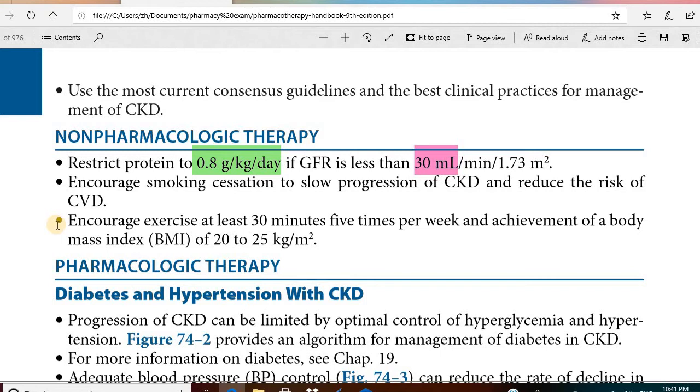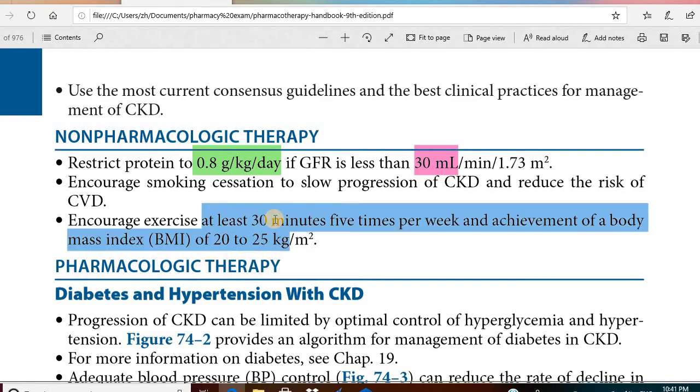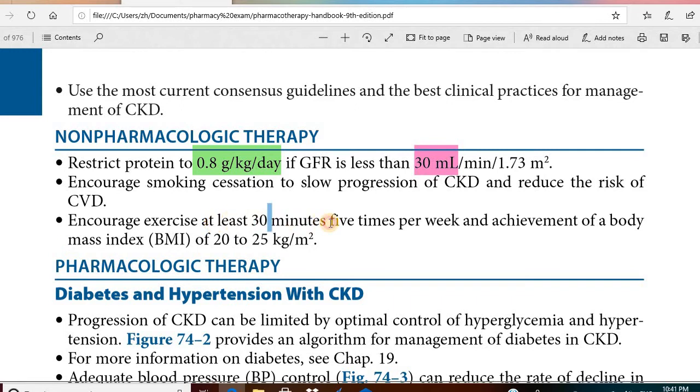And the second one is encourage exercise at least 30 minutes, 5 times per week, and achievement of a body mass index of 20 to 25 kg per meter square. So you have to take exercise. This will help to improve your kidney function. At least 30 minutes you have to take exercise 5 times per week. और BMI आपने अपना चेक करना, which is not more than 20 to 25.